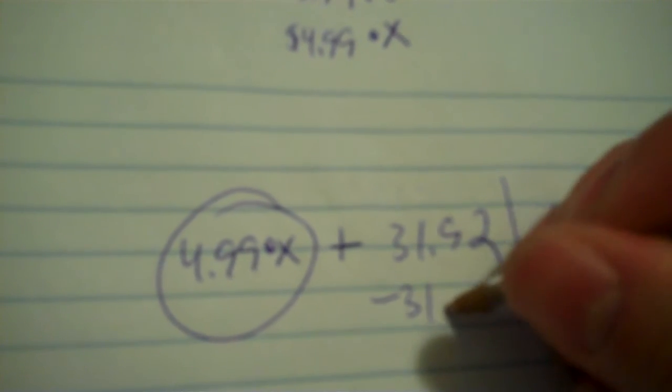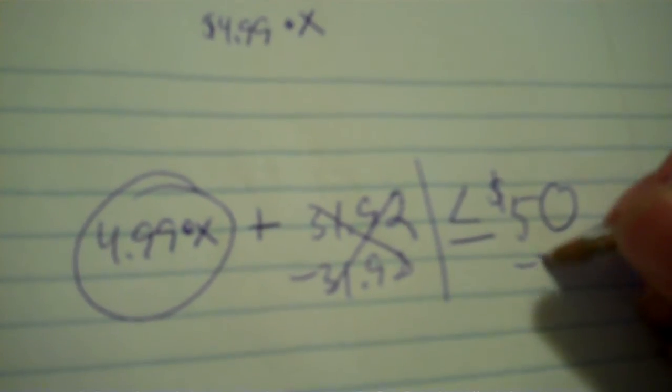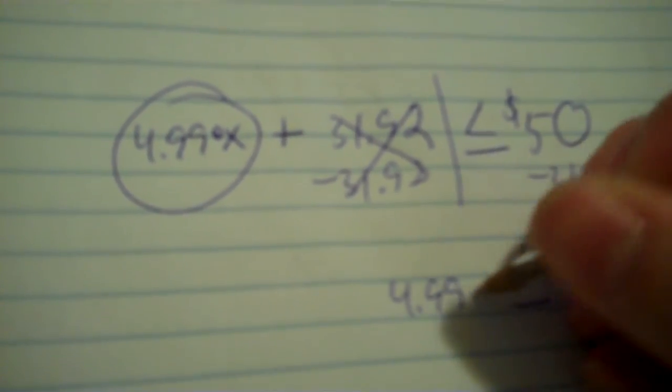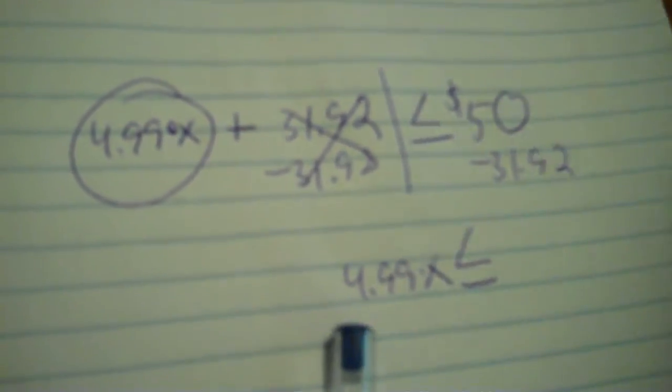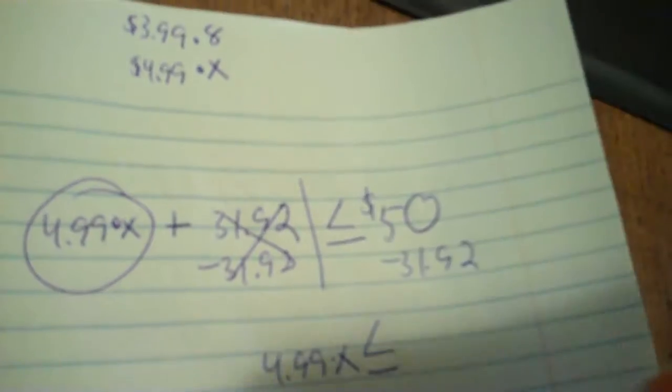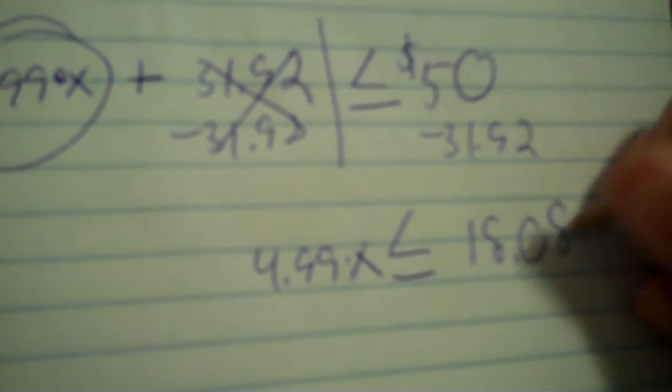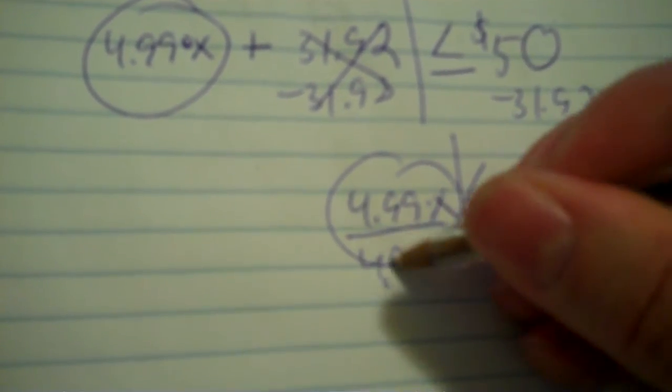The dot's already there, circle. It's a positive, so you know that's not going to change. So I subtract $31.92, and I get $18.08. Okay, now we go divide.